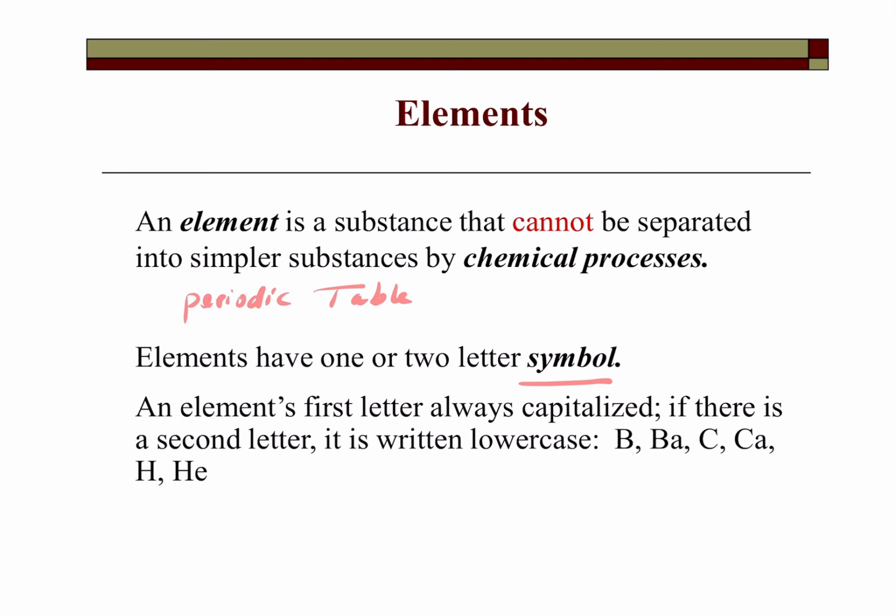Okay, usually symbols can be one letter, a capital letter, or two letters, where the first one is capital and the second one is small. For example, H is one capital letter, or helium: H is capital, e is small. Boron is B. Barium: B is capital, a is small. Carbon and calcium: C is capital, a is small. Usually we classify them as one-letter elements or two-letter elements. In the two letters, the first is capital, the second is small.